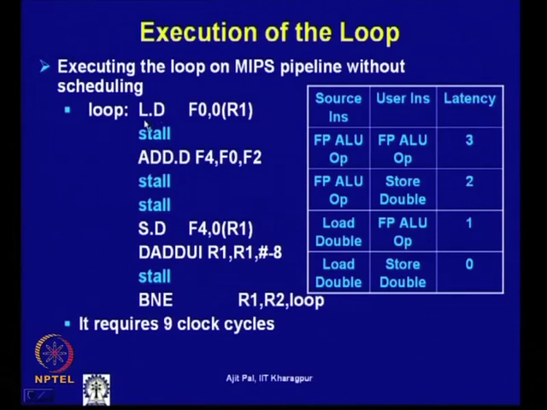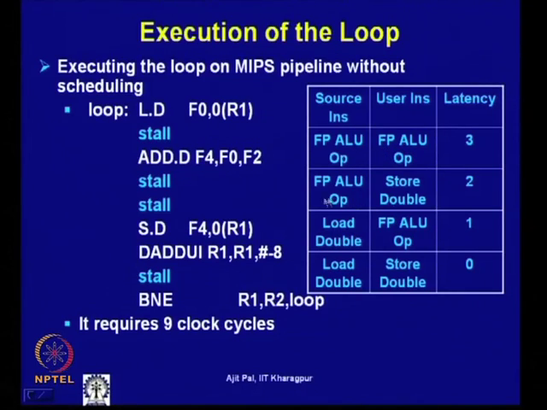As you can see, after load you will require one stall. This is based on this table. This is the source instruction and this is the user instruction, or dependent instruction. If it is a floating point ALU operation and the next instruction is also a floating point ALU operation, there is a latency of 3. That means you have to separate them by 3 instructions if you want to avoid stall.